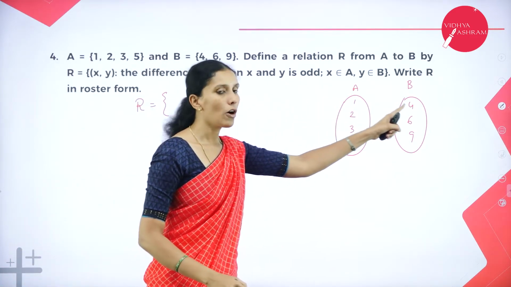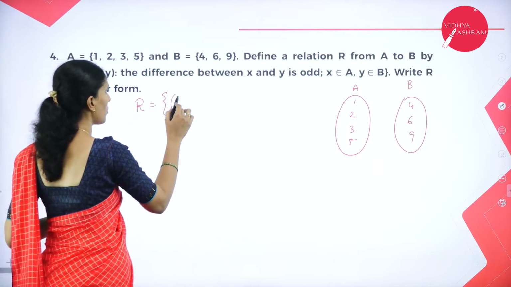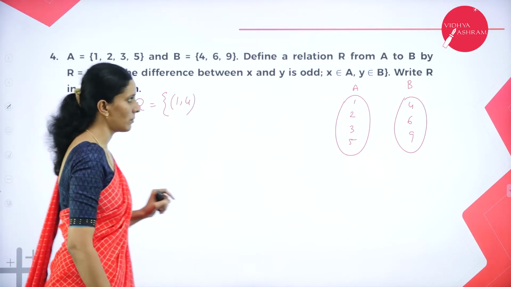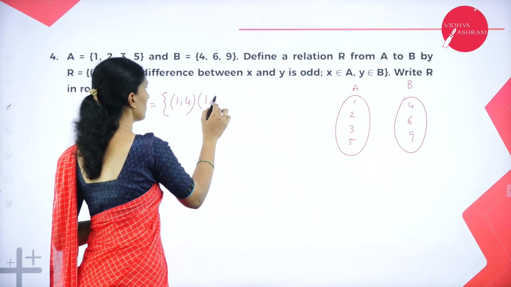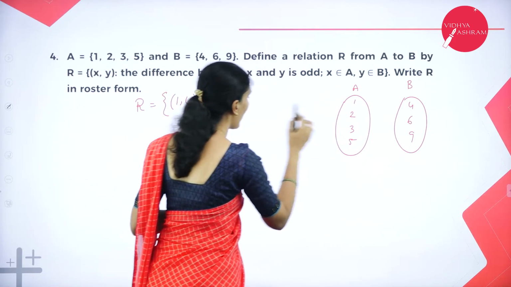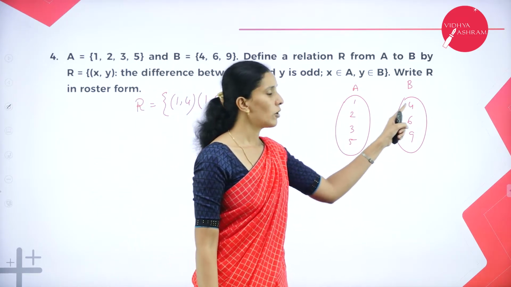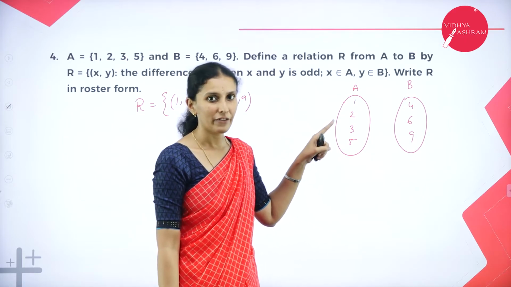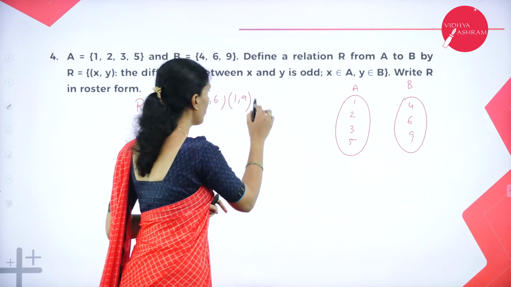Can you write (1, 4)? Yes, because 1 minus 4 is minus 3, which is odd. So (1, 4) is possible. (1, 6) you can write. (1, 9) also you can write. Next, (2, 4) is not possible because their difference is even. (2, 6) is not possible. (2, 9) you can write.